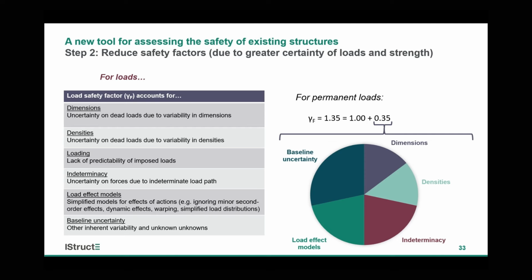And so once you go through the method, what you'll be able to do is say, well, we're going to start with 1.35. That's the unreduced value appropriate to this situation. And then we'll say, right, well, we'll look at dimensions, look at densities. And in the end, you might end up with a number, say, of 1.2 or 1.15, depending on how much knowledge you have on your structure.